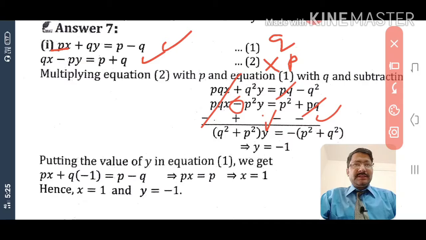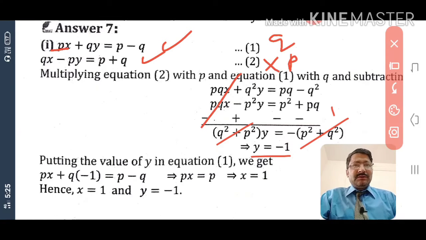Now y is common, so take y common, and the remaining is q square plus p square, bracket close, equal to. On the other side we have minus q square and minus p square, so taking minus common, you get minus bracket p square plus q square. Both sides are the same, so you can cancel p square plus q square, and remaining you have y equal to minus 1.